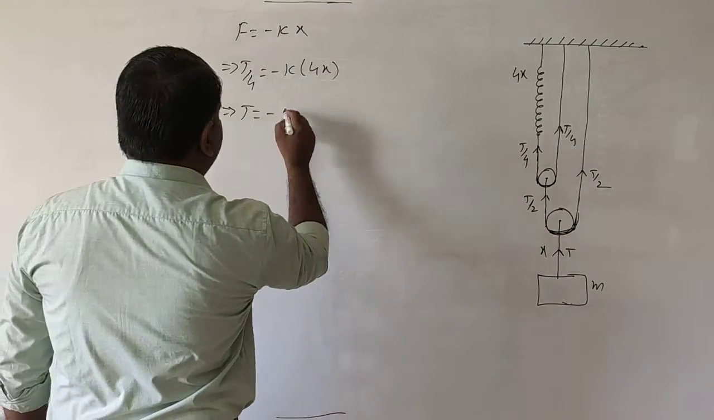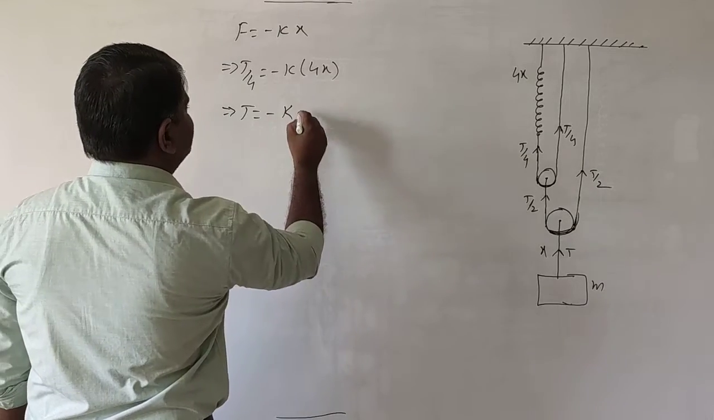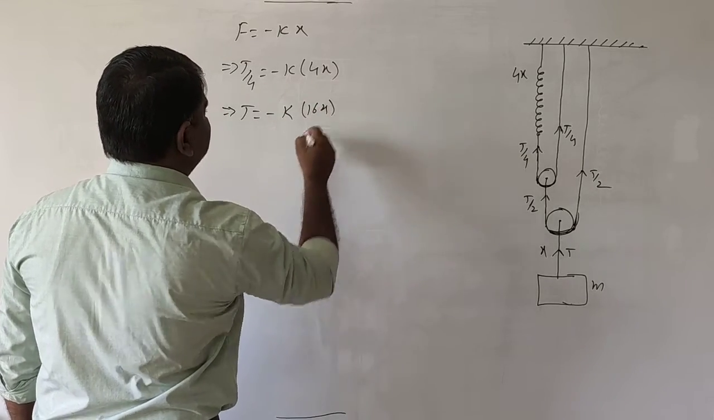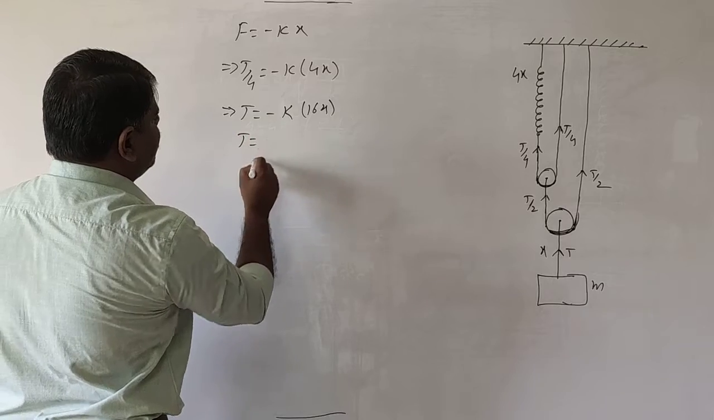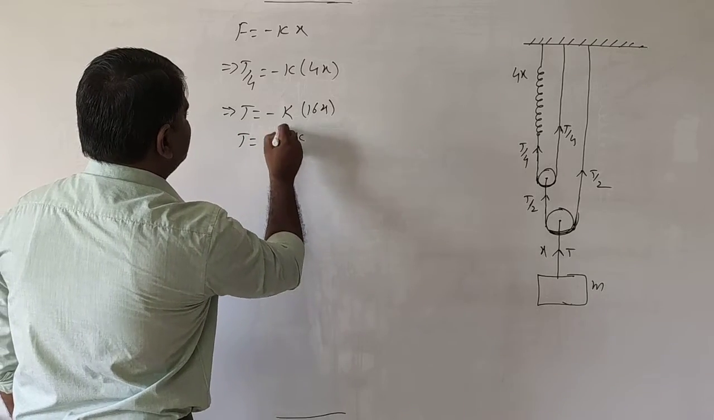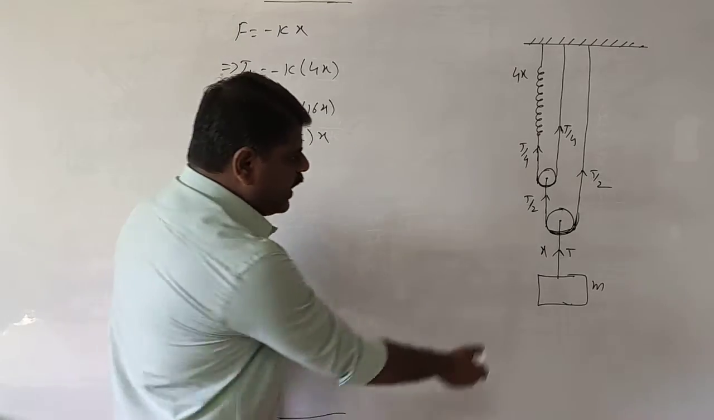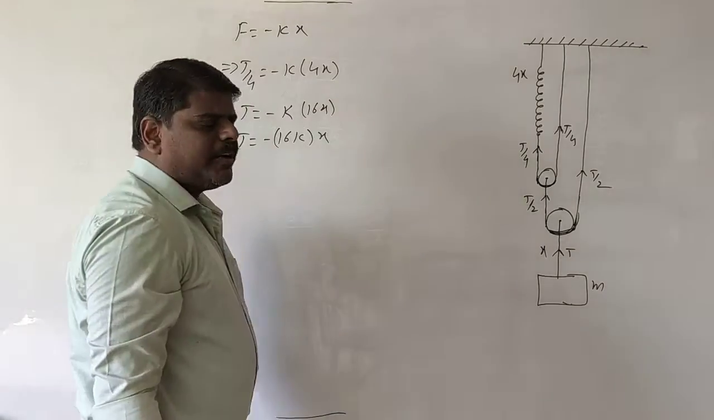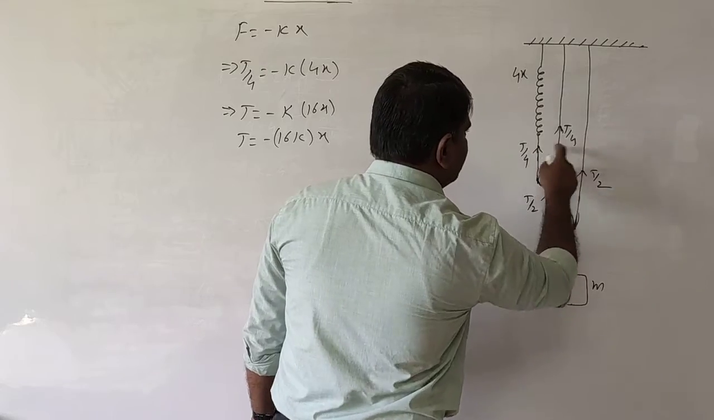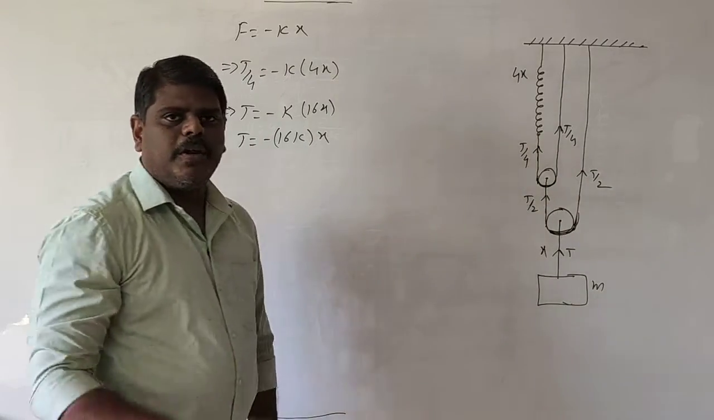Okay, T is equal to K into 4 into 4, 16 into x. Otherwise, it can be written as T is equal to minus 16K into x. Because if the x displacement is there, we have to find it at this place. Whatever it may be, these are the strings. Only the spring constant is relevant here. Only one spring is there.